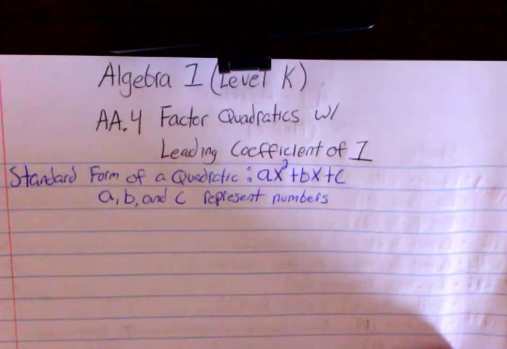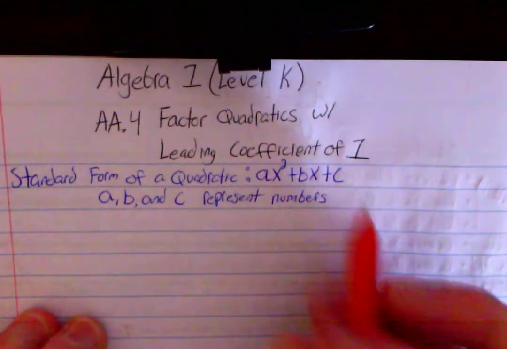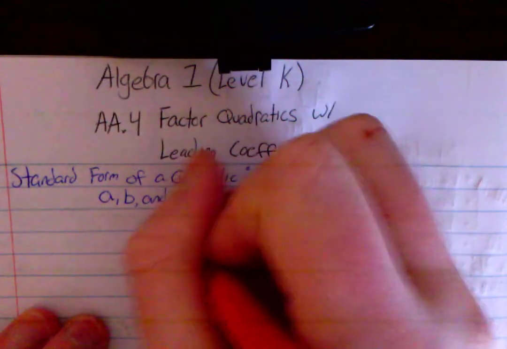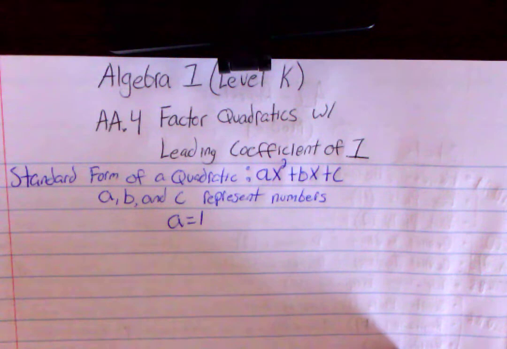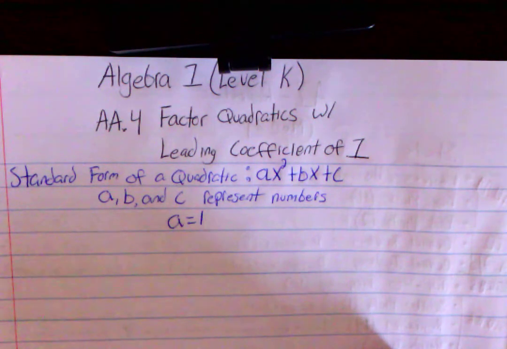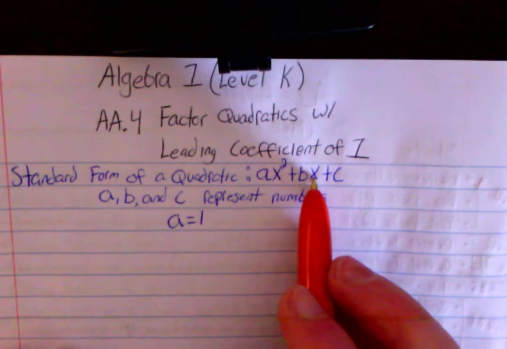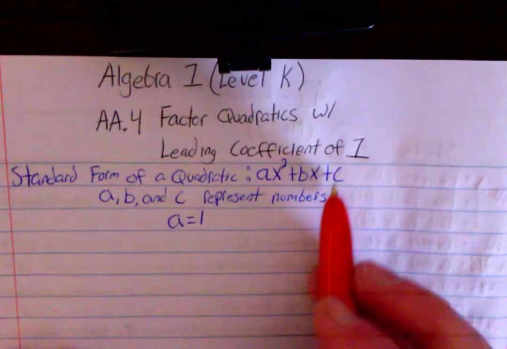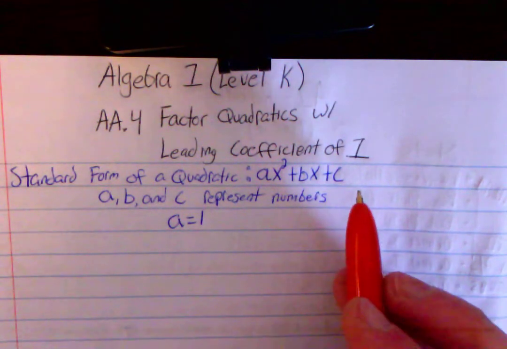Now, on this particular IXL AA.4 in the Algebra 1 grade, we're using the coefficient of 1. So a equals 1 for every single question that we're doing. And what we need to be concerned about is the letter b, which is the coefficient in front of our x, and our c, which is our constant term. Okay, so c is always going to be a number just by itself.